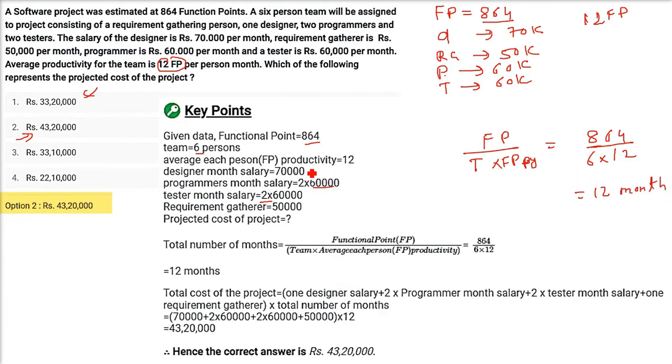Okay. Now just add the amount, total cost of the project. Just add the salary, 70,000, 2 into 60K, 2 into 60K, 50K. I multiply it by 12 because 12 months are there. This answer will come.